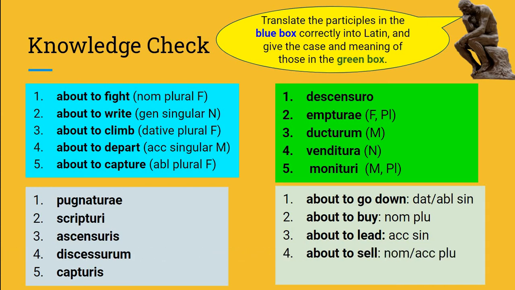Venditura will be about to sell, and it must be nominative or accusative plural if it's neuter. And monituri, from moneo, monere, monui, monitus, must be about to warn or advise, and if it is masculine and plural, then it can only be nominative. If you had trouble with any of those, do go back and re-watch the earlier parts of the video and ensure you revise the endings of servus, puella and bellum if you struggled with the cases.